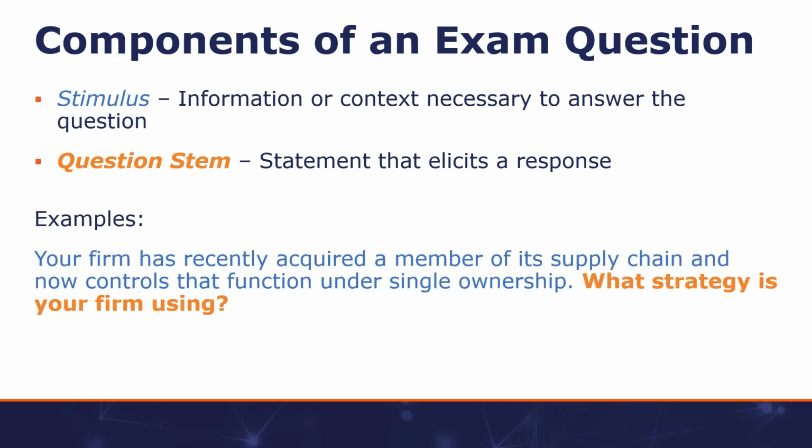Here's a typical qualitative question you might see on an exam. Your firm has recently acquired a member of its supply chain and now controls that function under single ownership. What strategy is your firm using? Here, the first part of the question is the stimulus, and the second part, which I've bolded, is the question stem. If you saw this question on an exam, you might first identify that it's asking about the supply chain, which might cue you into integration strategies. Since this firm now owns a member of its supply chain under single ownership, we might then realize that this firm is using a vertical integration strategy, which is the correct answer.